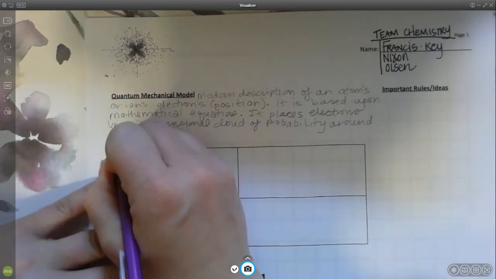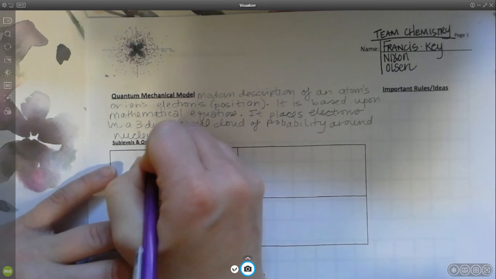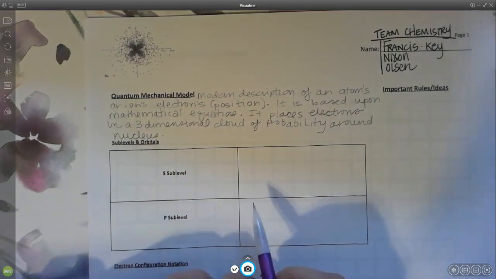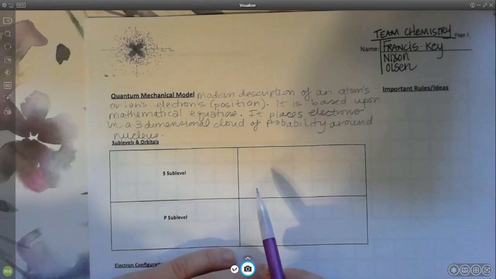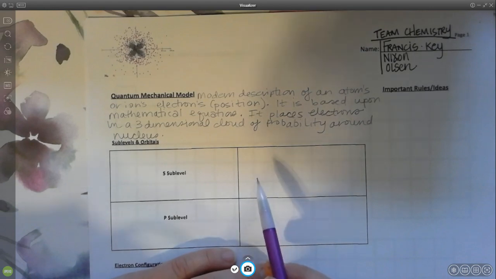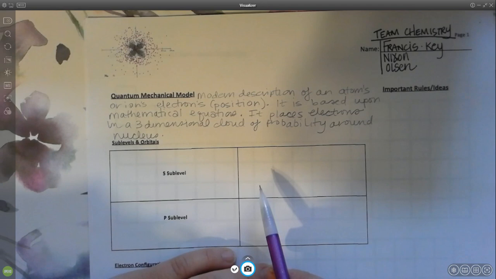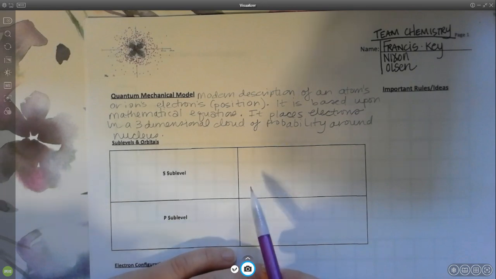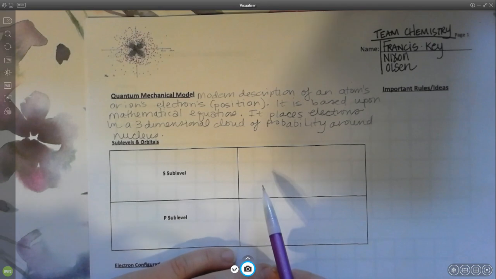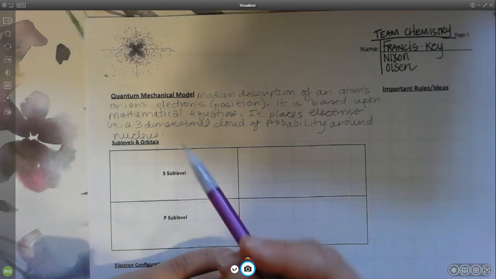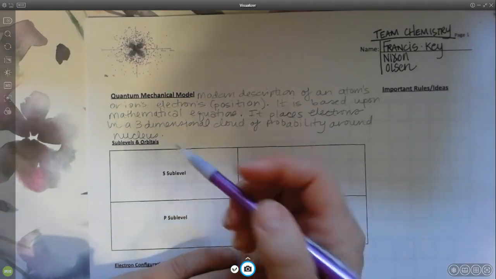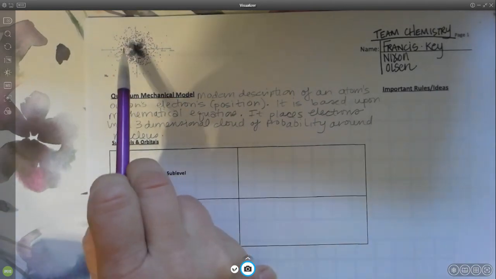So I'm going to say that one more time. The quantum mechanical model is the modern description of an atom's or ion's electrons, their position, and it's based upon mathematical equations like Schrodinger's equations, Heisenberg, all sorts of folks. It places electrons in a three-dimensional cloud of probability around the nucleus. So sometimes we call this the electron cloud model. You can see where this looks like a cloud.